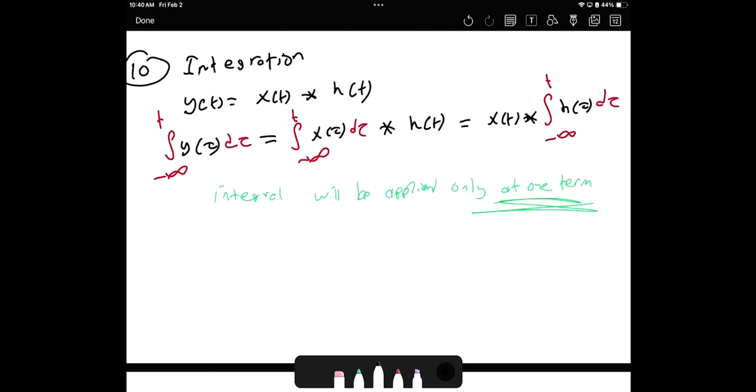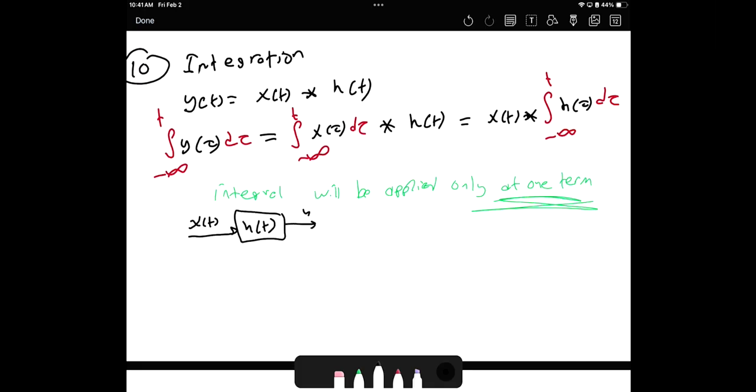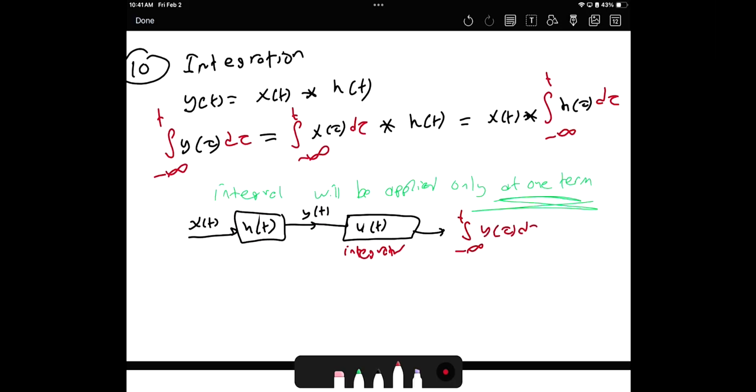Now let's think about these scenarios. Let's think about when we have x of t, then we have h of t here, then we have y of t. Then when we integrate y of t, what will happen? What do you expect the output will be? The integral, right? Because this one is integrated. So the output will be the integral from negative infinity to t of y of tau d tau.